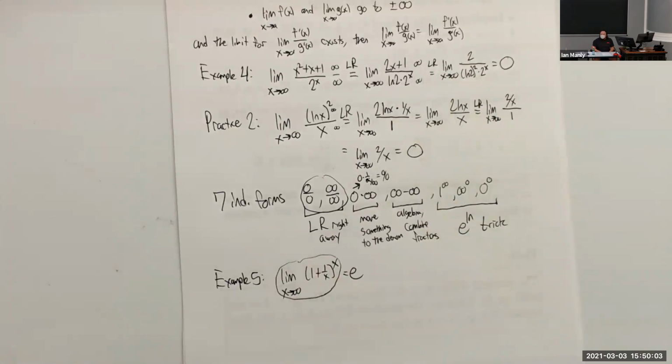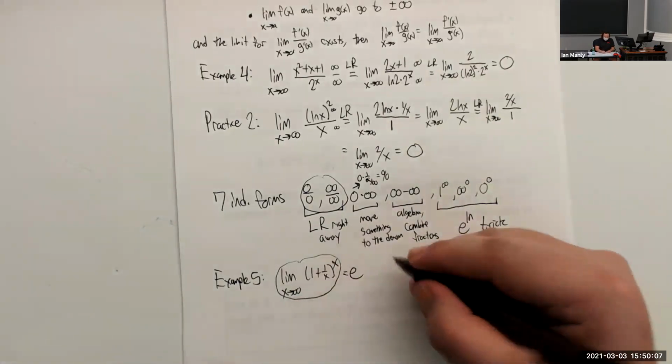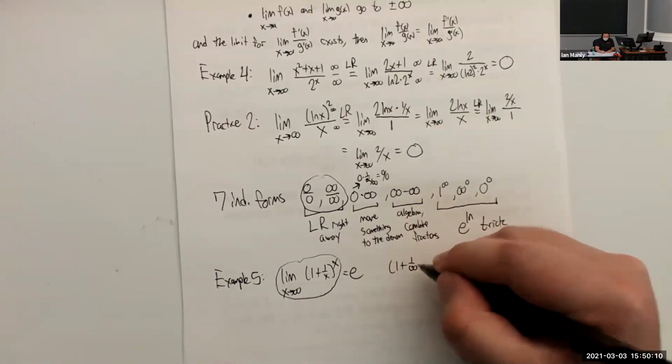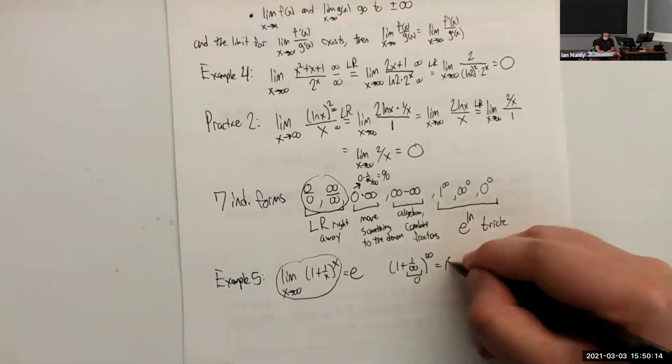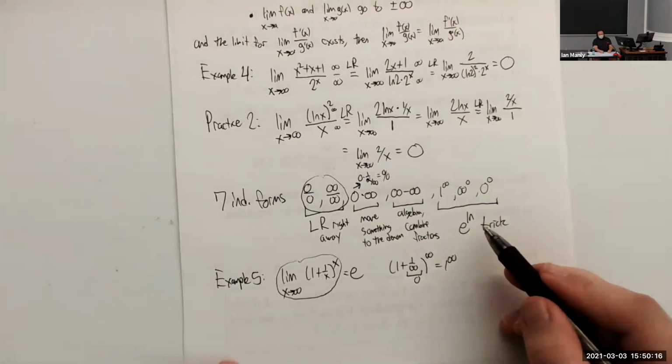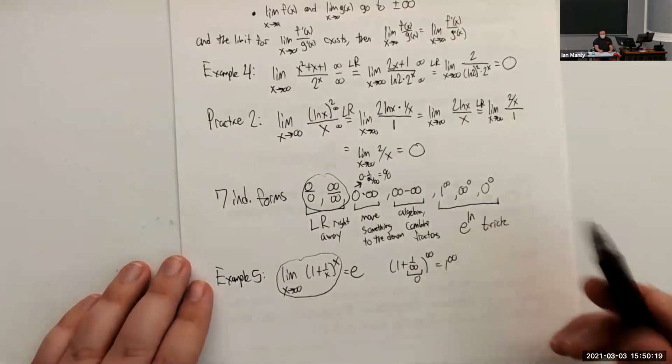Yeah, it's going to be 1 to the infinity. That's right. Because if I plug in infinity here, this is going to be like a 0, and then I have an infinite up here. Okay, now, according to what I said earlier, I need to do something called the e to the ln trick.